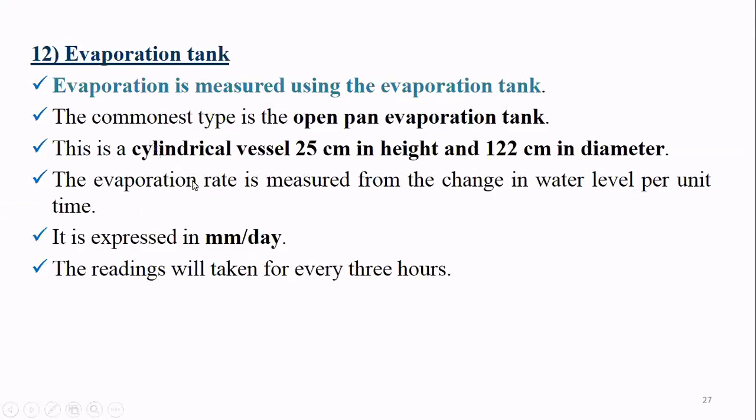This is used to measure the evaporation rate. The reading will be taken every 3 hours. Normally, the readings of all these meteorological station instruments, like temperature, the rain gauge, and the atmospheric pressure, are taken in the morning and evening. Normally in the morning they take the reading at 8:30, and in the evening at 4 o'clock. You have to know these things as common: 8:30 and 4:30 are the reading periods of a meteorological station.